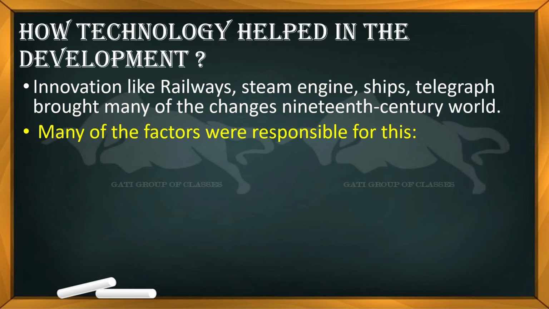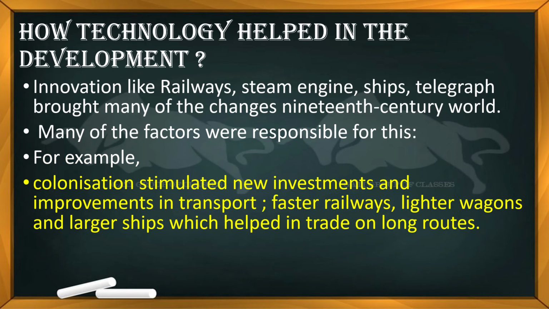But many factors were responsible for this, for example, colonization. What is colonization? We already know that colonization is when a rich, developed country is ruling over another country for its own sake. So they started faster railways, lighter wagons and larger ships, only to increase their trade, only to increase their incomes. Okay?